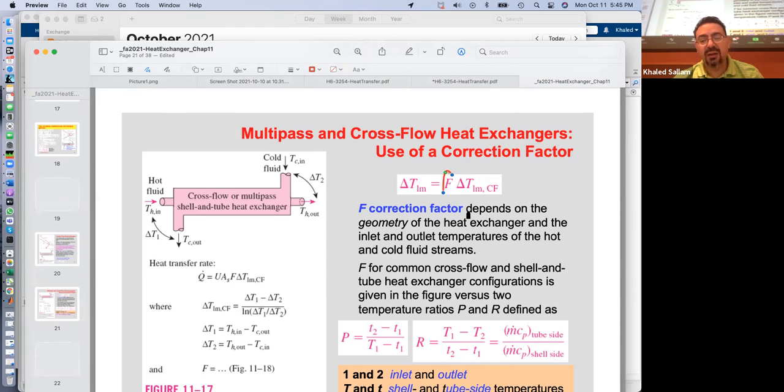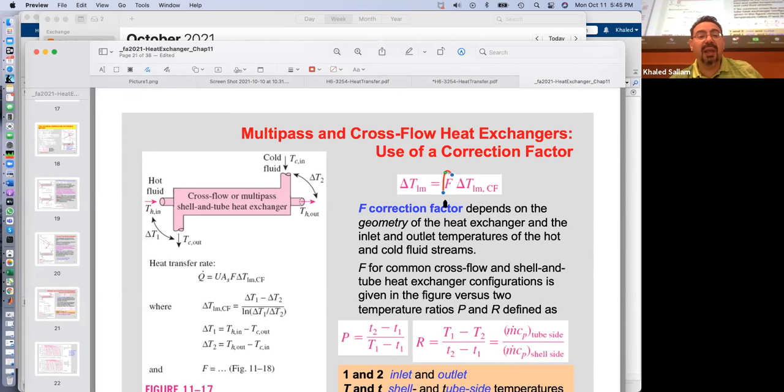This F here, that correction factor is less than 1. That correction factor is telling you, you think you have a 10-degree difference between your hot and the cold? No, you don't have 10. You have only 7. You have only 5. Because of the way that you are sending the fluid through the exchanger.